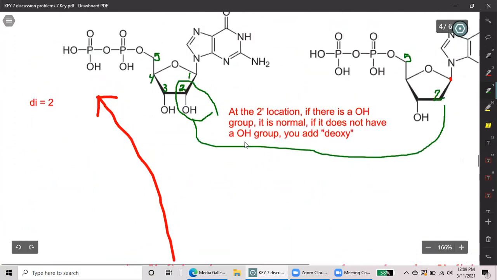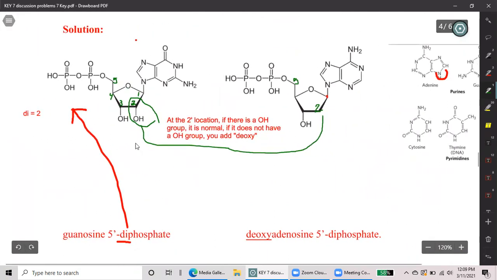So for example, here you see guanosine 5' diphosphate. You have to have your sugar numbered because that's how you know which carbon to attach the phosphate groups to. And it's usually at the 5', okay?